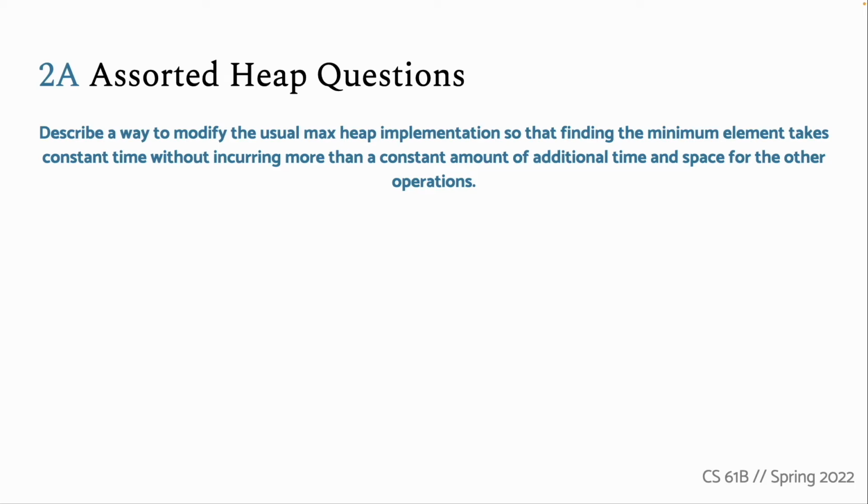Okay, let's do some assorted heap questions. So describe a way to modify the usual max heap implementation so that finding the minimum element takes constant time without incurring more than a constant amount of additional time and space for the other operations. Now for this problem, I'll give a little hint.